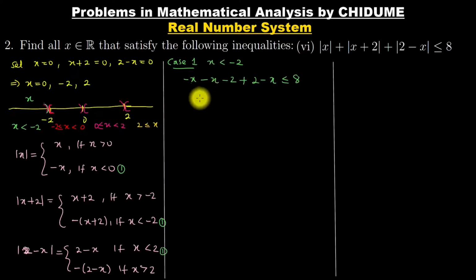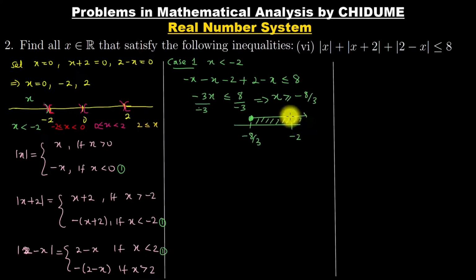And here I'm going to have negative 3x to be less than or equal to 8, because negative 2 plus 2 will give us 0. And if I divide both sides by negative 3, that means x is going to be greater than or equal to negative 8 over 3. And if I take it with the intersection of this interval here, I have here 8 over 3, and I have here negative 2. So this is shaded in this direction, and it's going in this direction.